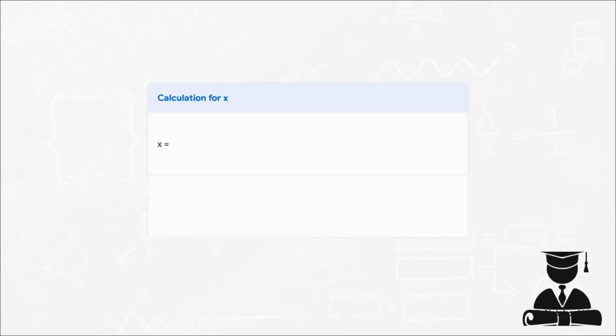Now let's just crunch the numbers. When you calculate the determinant on top, you get -2. The determinant on the bottom works out to be -1. So -2 divided by -1 gives us our answer for x, a nice, clean 2.